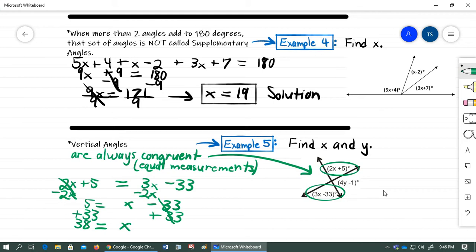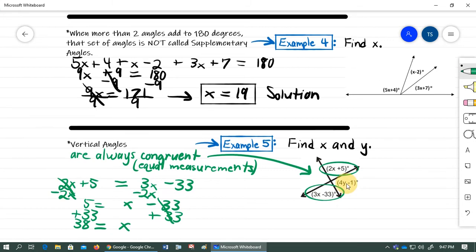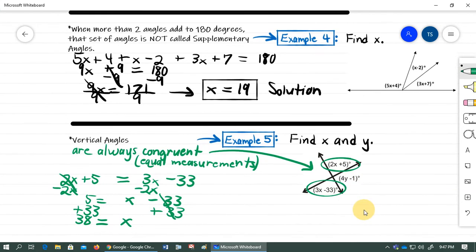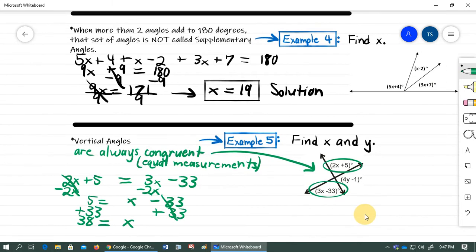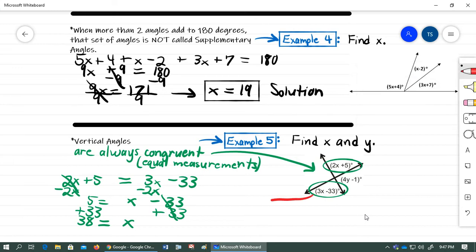Some of you might be wondering, oh man, Mr. Starkey, but wait a minute, this angle says y. How in the world are we supposed to do something with the y if what we got is x? That's a good question. How are you supposed to do something with the y if what we just found was the x?